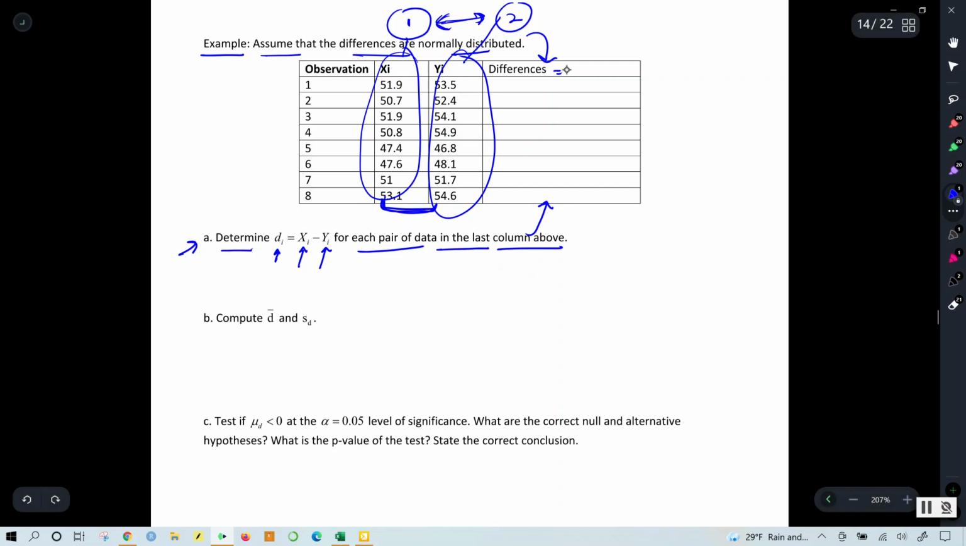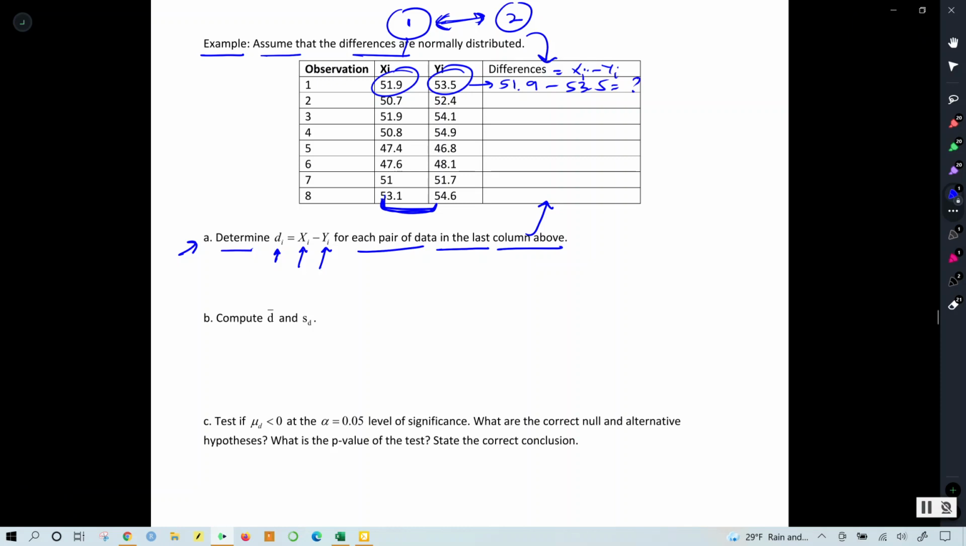So how do we get the differences? We will say each xi value minus yi value. For example, we're going to say for the first one, it is going to be 51.9 minus 53.5. We'll get the first difference. Rather than do this by hand, we can do this in Excel. So let's look at the data set in Excel.